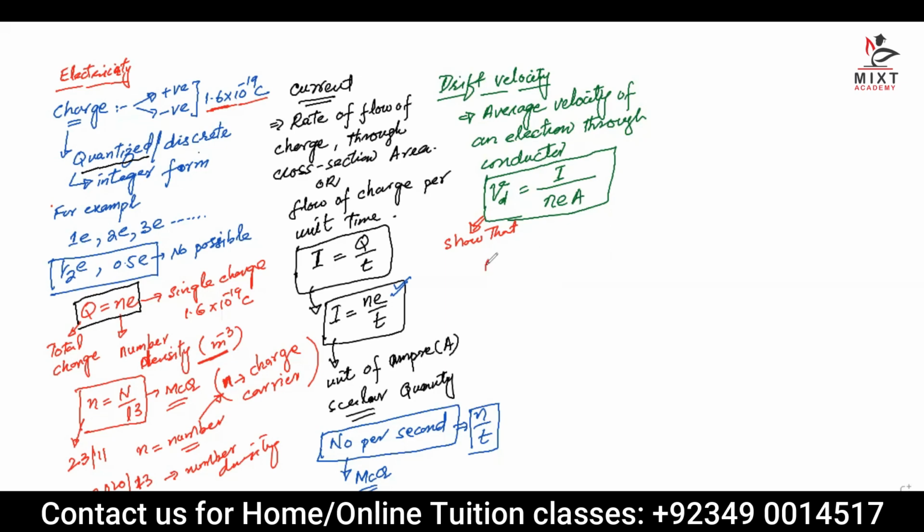So we know that I is equal to Q by T. So this is your equation 1. Now we know that Q divided by V, volume, this V is volume, is equal to NE, or Q is equal to NE into V. If you put this here, you get I is equal to NE into V divided by T.